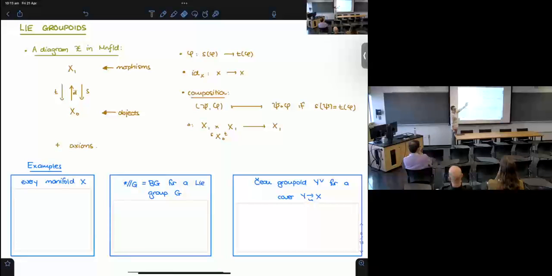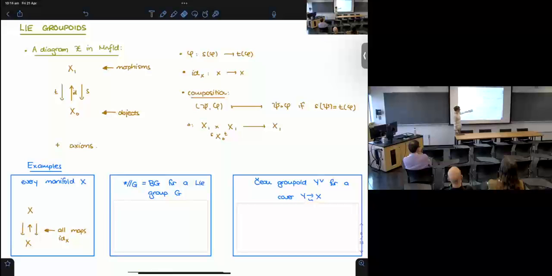And then we have axioms that say composition does what composition should do, and so on. So that's what a Lie groupoid is. And so the idea is that we've taken morphisms and objects and composition, everything that categories have, but now we are also saying, well, we also want there to be some manifold structure going on, and we want that to be respected. So every manifold is a Lie groupoid in a boring way. We don't add any morphisms.